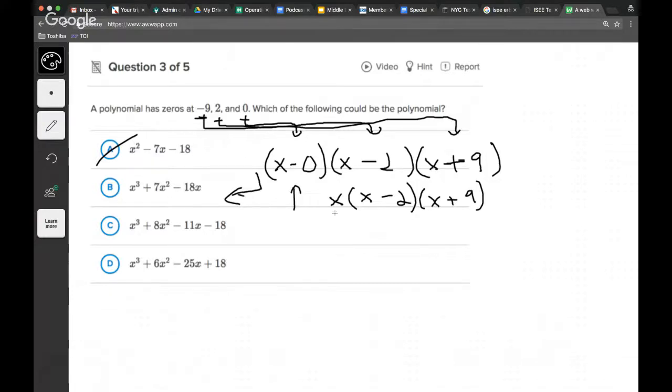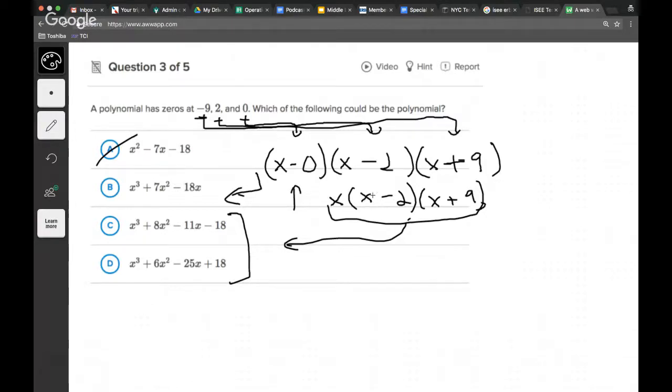So now what we have to do in order to figure out our final answer, and again, I can tell you right off the bat, it has to be B, because there's no way that we can go from this to something with a constant with -18 or +18. But let's just multiply it out. That's the process that I would follow just to be safe.